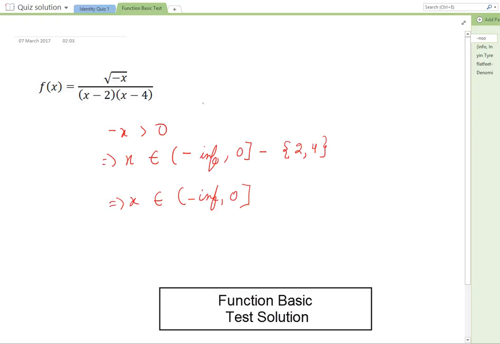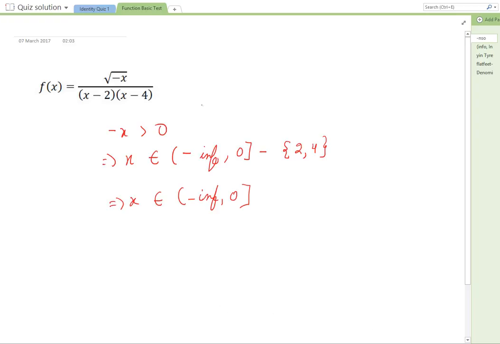Once you're used to these types of questions, the questions in this particular test should not take you a lot of time. Each question should not take you more than 30 seconds to solve. Let's see how we'll go about it.